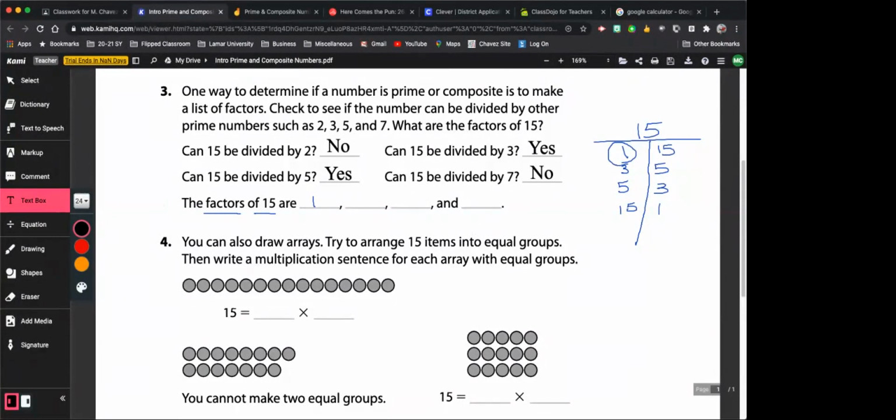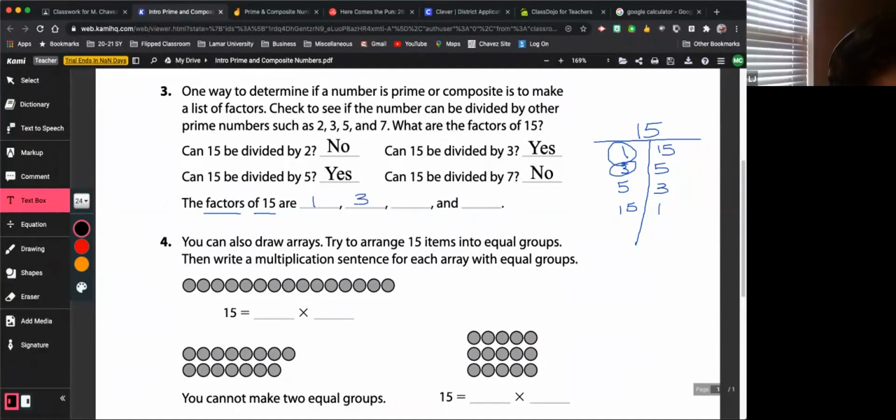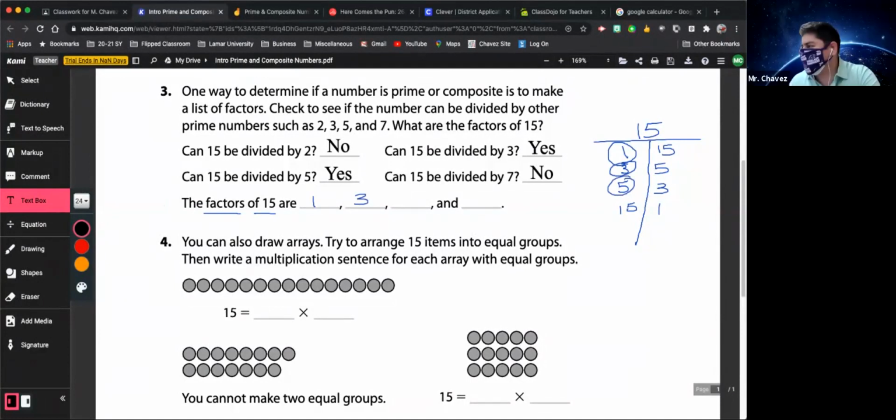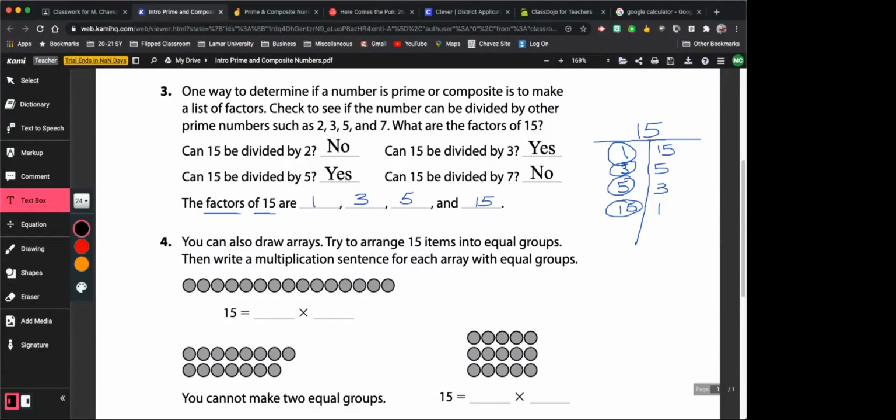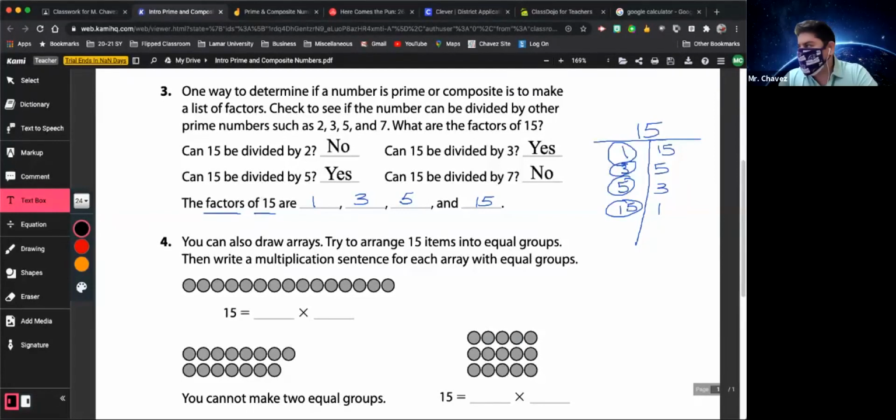3. The other factors are 3, 5, and 15. Those are the factors: 1, 3, 5, and 15. Those are our factors. If they show up more than once, you don't repeat them. You just write them one time and that's it. Does this make sense a little bit?